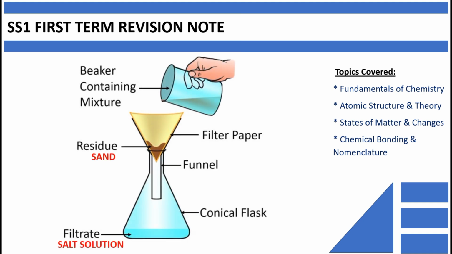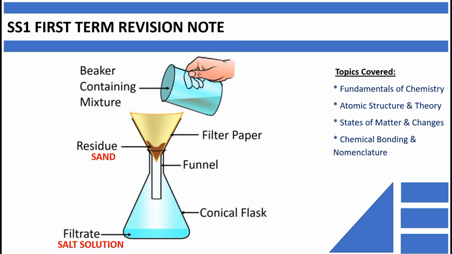The beaker will contain the mixture, so we pour it inside the filter paper. The filter paper is going to hold the sand because the sand is serving as the residue, whereas the funnel is where the water is going to pass through. We are directing the water so that it will not fall off, and the filtrate is going to be the salt solution passing through the filter paper.